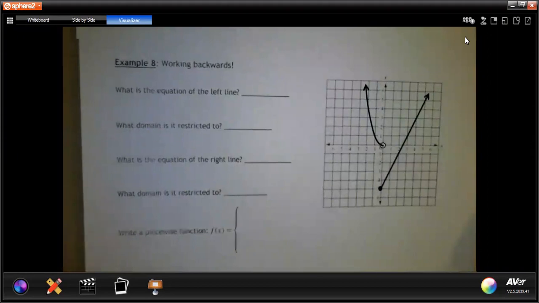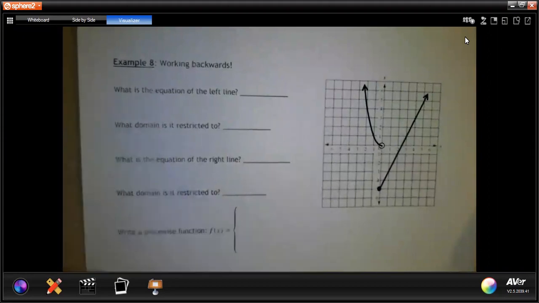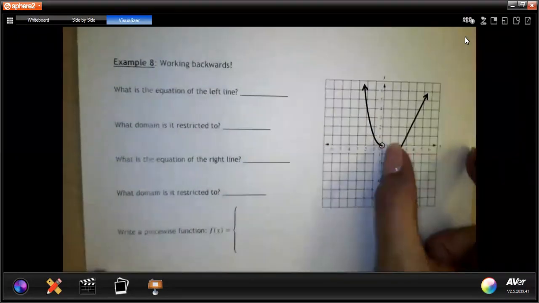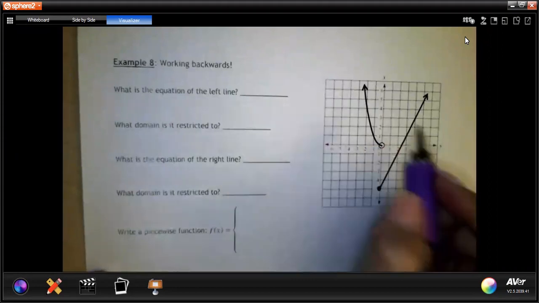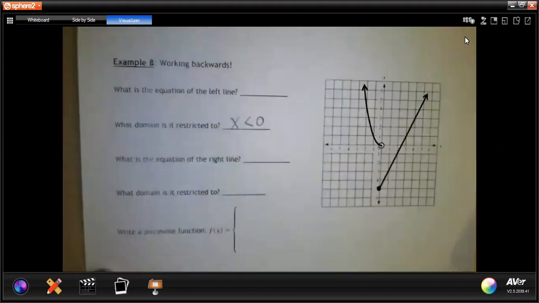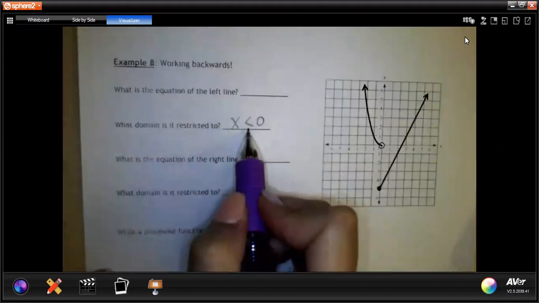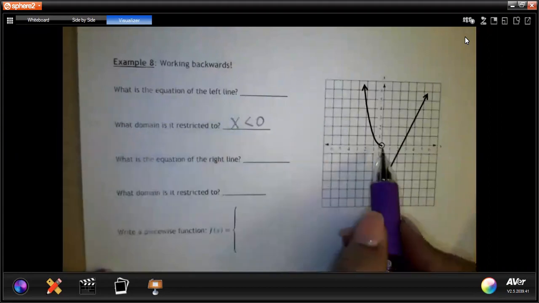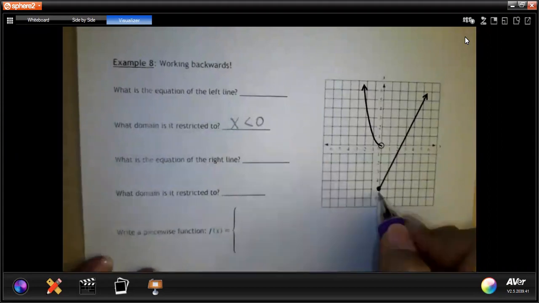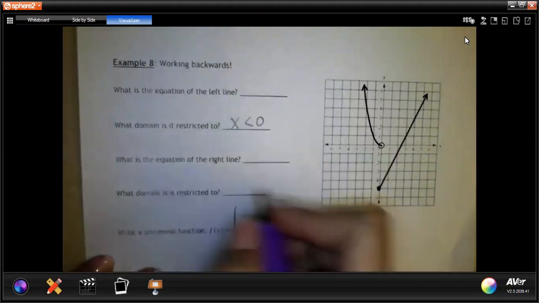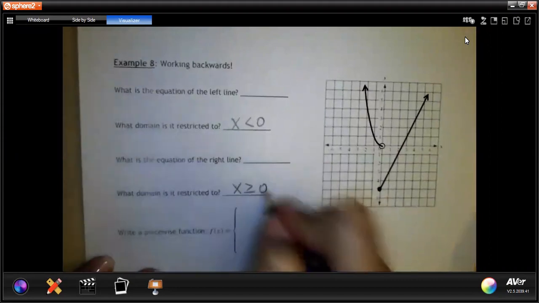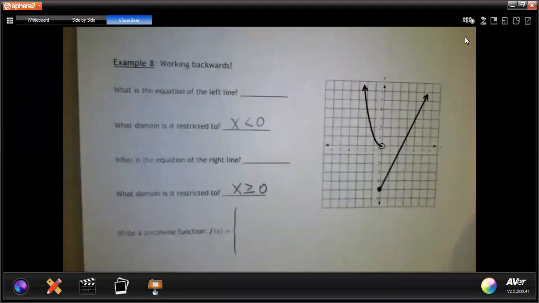I like to write the domain restrictions first because I can see this portion of the graph is my parabola and this portion of the graph is my line. So when x is less than 0, that's where I'm going to have that parabola. I have no line here for the equal sign because that is an open circle. The one on the right here, it has a closed circle. So when I say the domain restriction on that one, I will put a line there for the equal sign. X is greater than or equal to 0 because it goes to the right of that value.